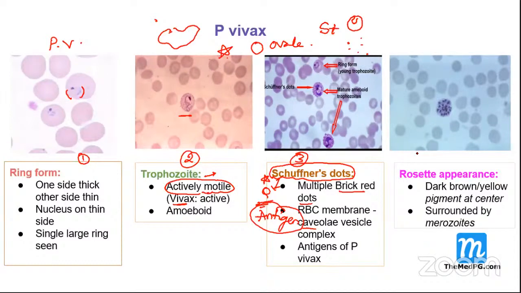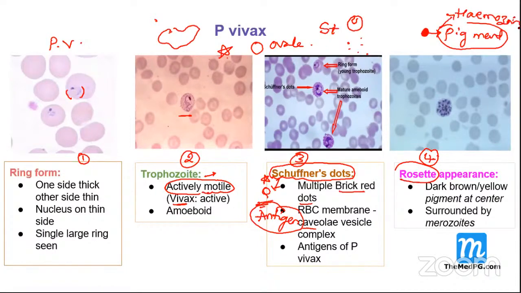And one more thing: if you look at this fourth blood picture, very important is the rosette appearance. Rosette means the central pigment will be present. That is the hemoglobin pigment. It will be broken down and taken up by the trophozoite, and it gets converted into hemozoin. If it is not converted into hemozoin, then what will happen? It will be dangerous for the Plasmodium itself.